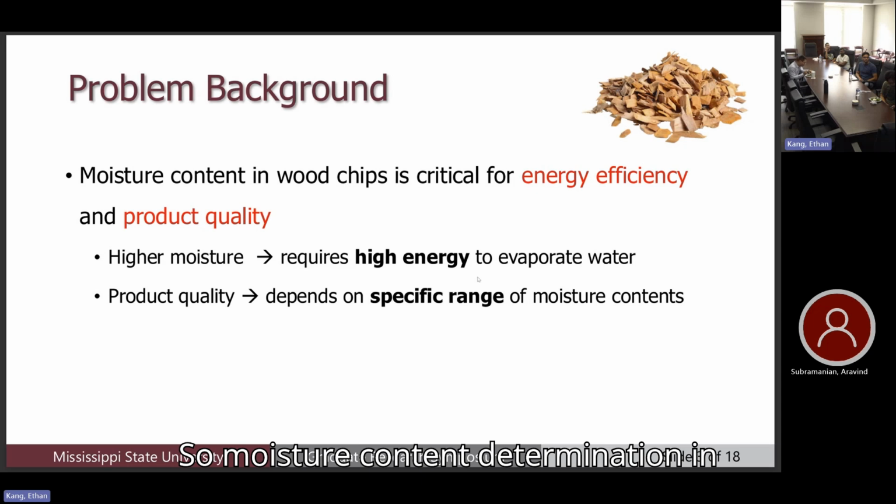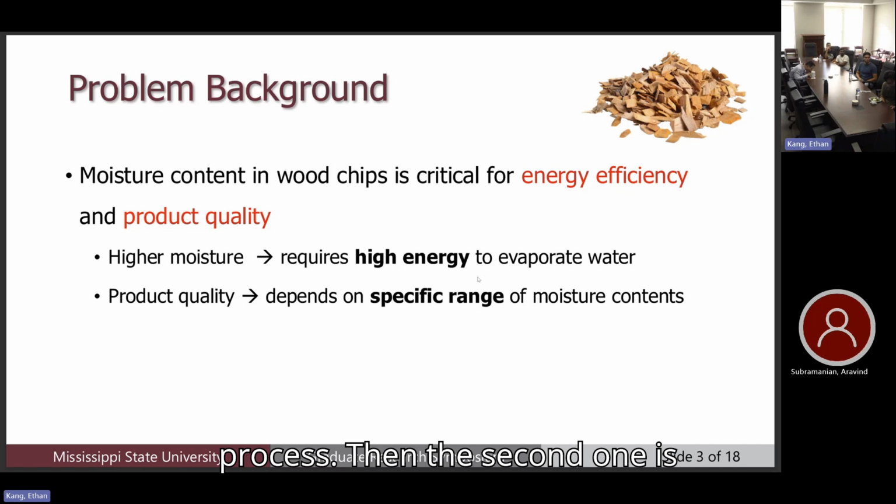So moisture content determination in wood chips is very critical for energy efficiency and product quality. So what does that mean? Energy efficiency means that if there is high moisture content, or a high amount of water in wood chips, the factories or mills would require a high amount of energy to evaporate the water from the wood chips. So this is a waste of money, a waste of time, and a waste in the overall supply chain process.